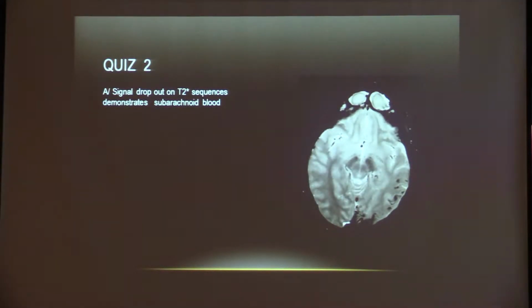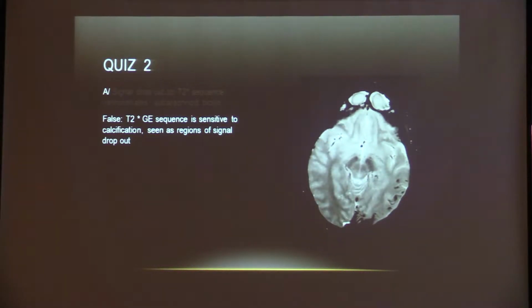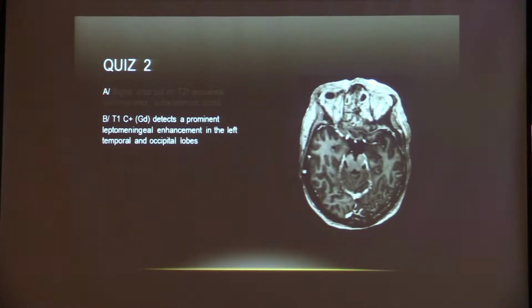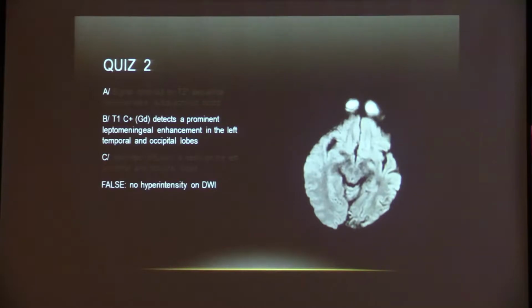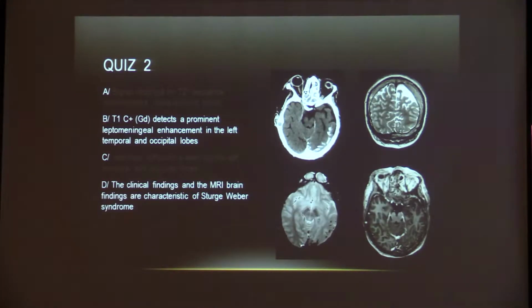Okay, so of course about A, it was wrong. The signal drop was linked to the calcification on the T2 star sequence. There was indeed a leptomeningeal enhancement in the left temporal and occipital lobes. There was no hyperintensity on the diffusion sequence. And it was indeed the presentation of a Sturge-Weber syndrome.